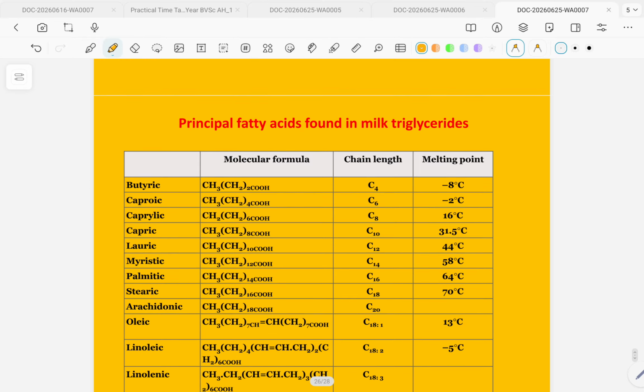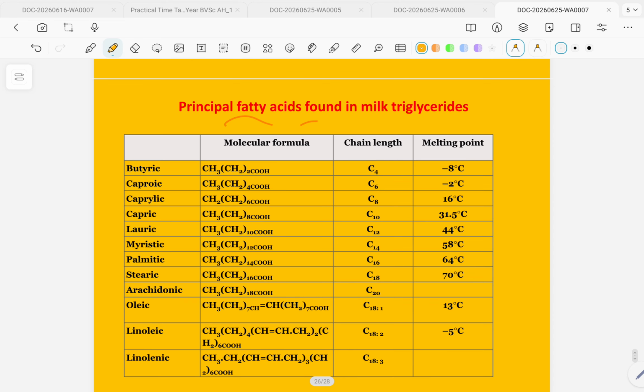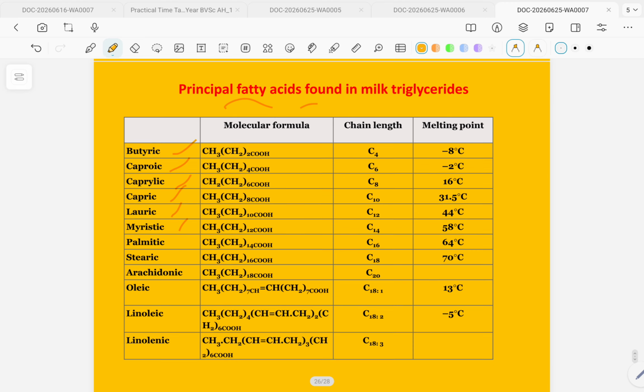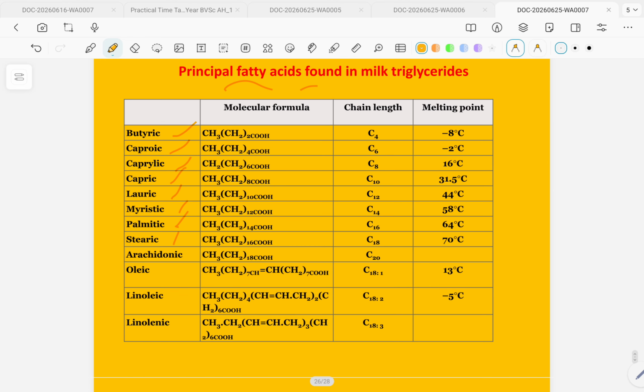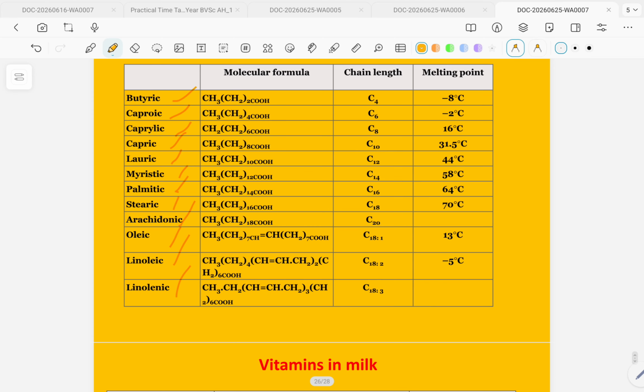Principal fatty acids found in milk: triglyceride, butyric acid, caproic, capric, lauric, myristic, palmitic, stearic, arachidonic, oleic, linolenic.